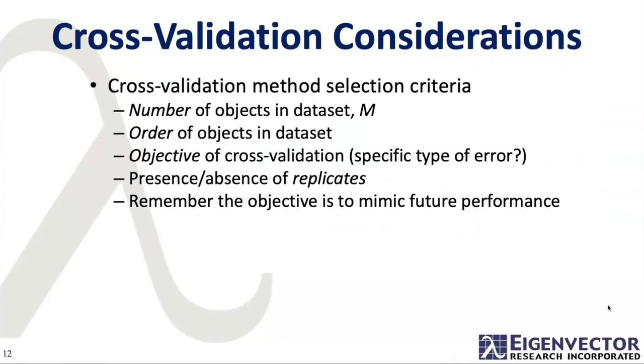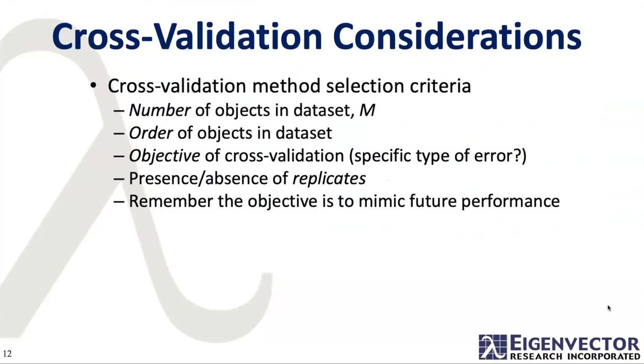And you may find effects in data, for instance, like the fact that your laboratory heats up over the day that causes changes in the instruments to have drift over time. You also want to think about what's the objective of your cross-validation. Are you trying to minimize a specific type of error or an error only within a certain range of your data? You also want to think about the presence or absence of replicates, and we're going to talk about replicates here a little more.